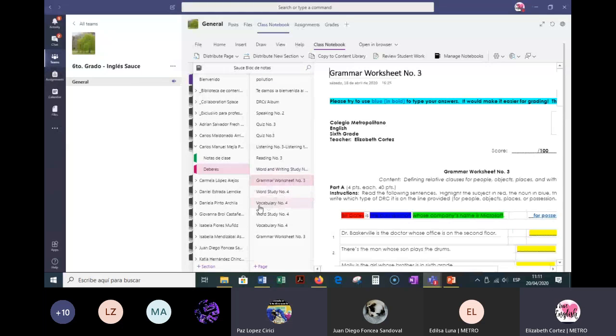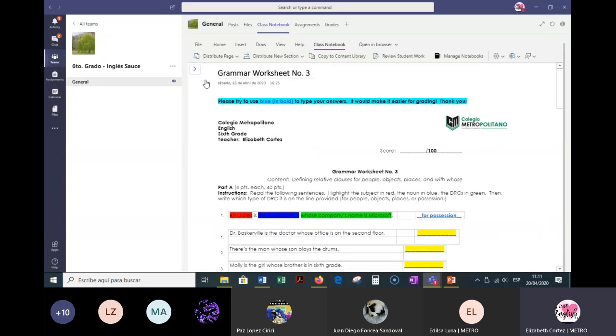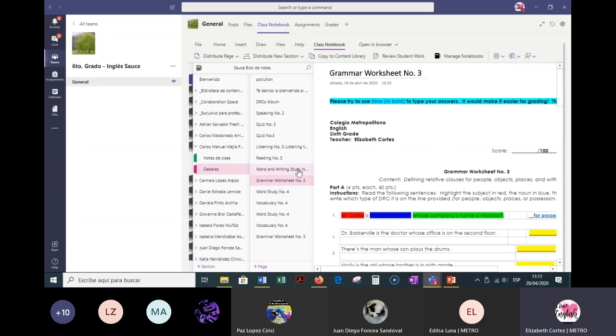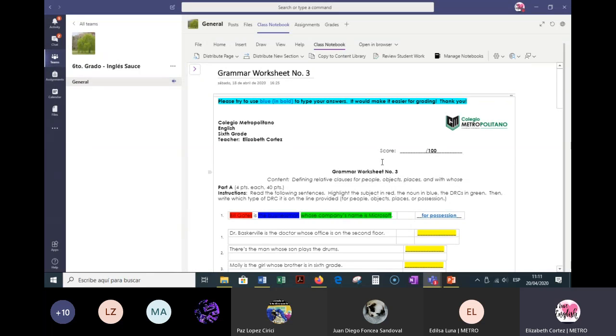So look at here. For example, if you notice here, I have double the assignments, grammar worksheet 3, and you have grammar worksheet 3. Same thing we had last week with quiz number 3. It's because it wasn't there, and I distributed it again, and now it's synced, and you have 2 copies. So you have to try to type one. For example, here you can type it.